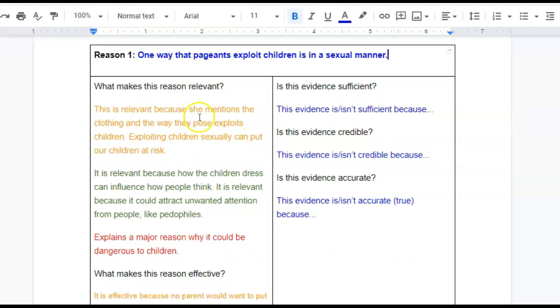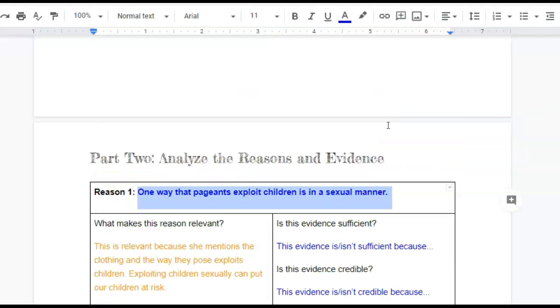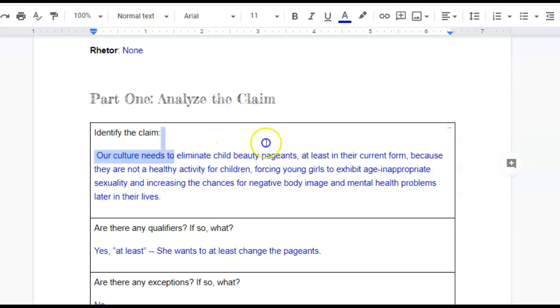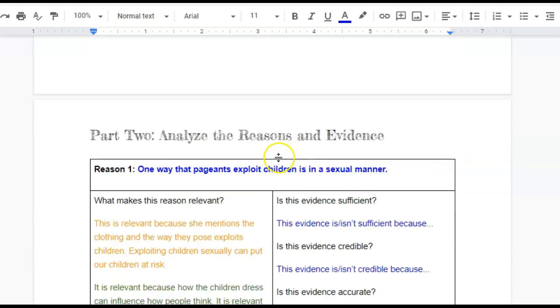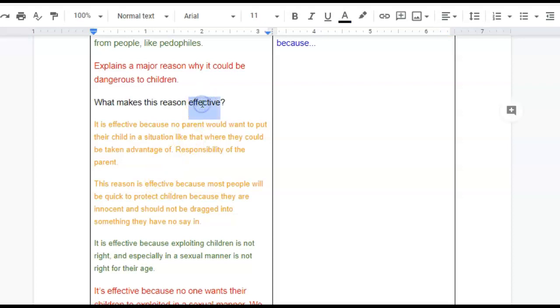Then each class came up with their own information to judge this reason, and that's what you see here with the different colors. These different colors, you can choose whichever answer you like the best, or you can even come up with your own answer to this question. What makes this reason relevant? How is this reason relevant to her claim of eliminating beauty pageants? In class, the classes discussed these different reasons and we added those to our chart. Second, what makes this reason effective? What makes this reason work? Or, if you think it is ineffective and it doesn't work, what makes it ineffective?